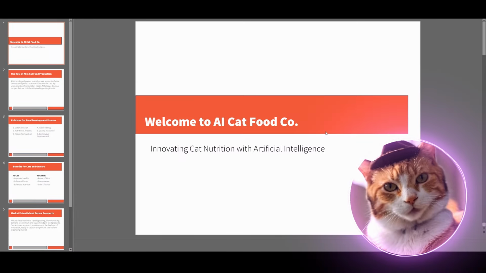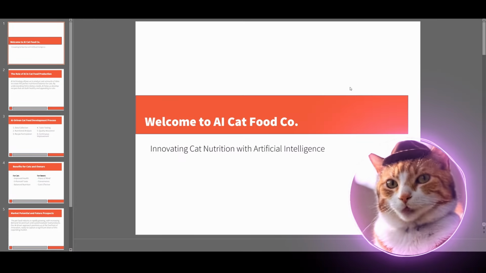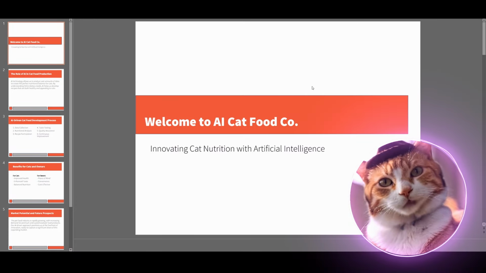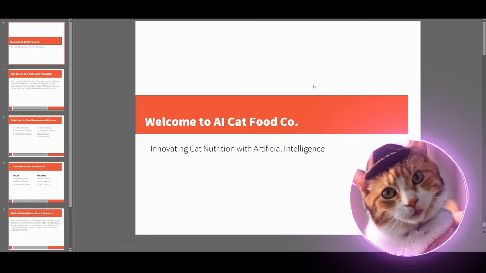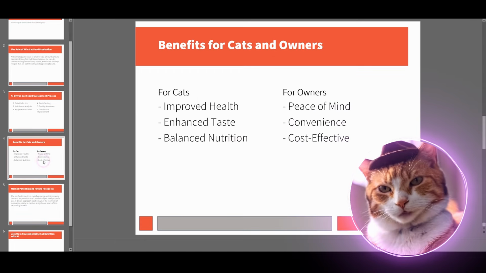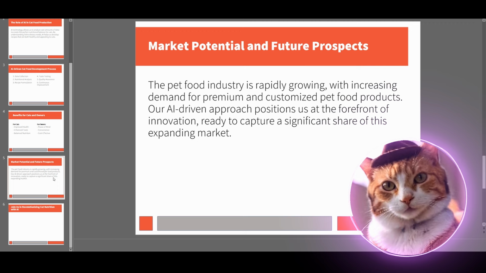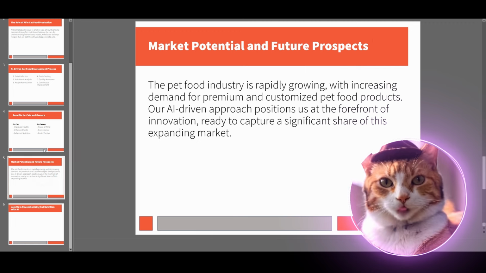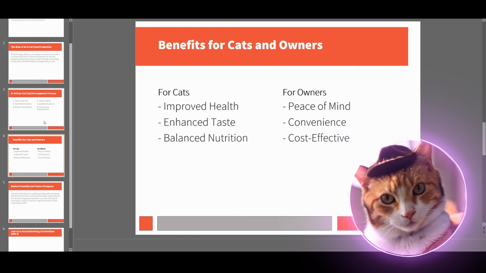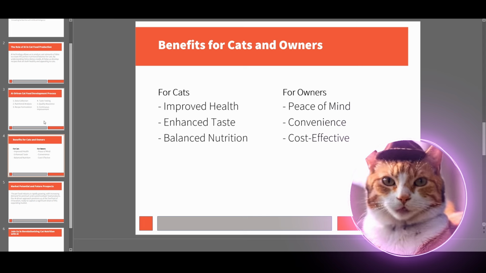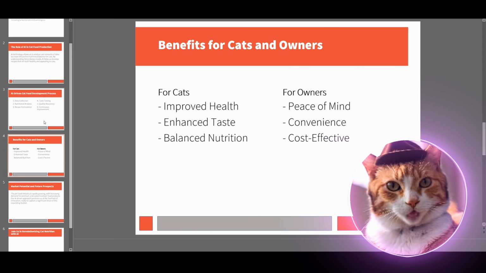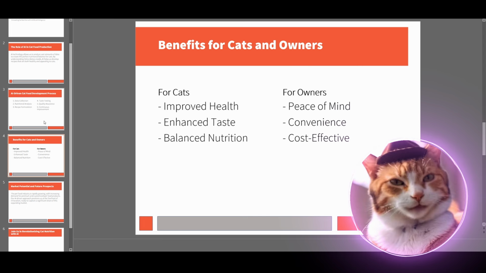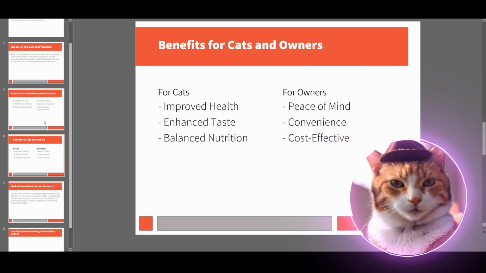And welcome to AI Cat Food Company, innovating cat nutrition with artificial intelligence. Oh my god. As you can see, there is a plan for our presentation, which looks very interesting. Unfortunately, there is no ability to generate presentations with images, at least for now. But this is also very nice because it allows you to create some basis on which you can create your final presentation.